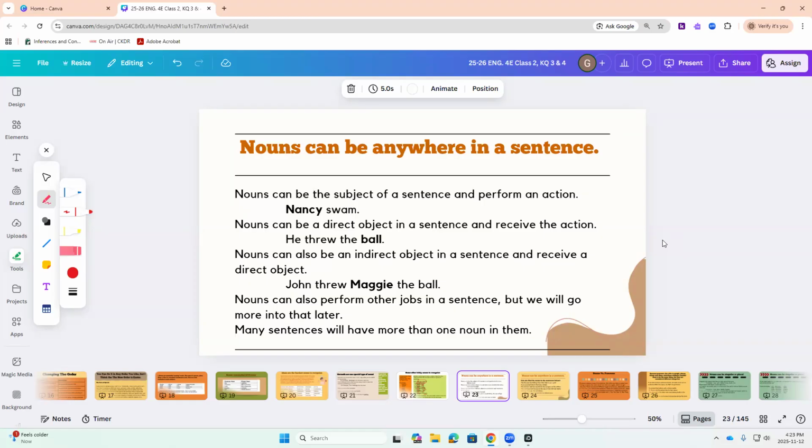Nouns can be an indirect object in a sentence and receive the direct object. If I said John threw Maggie the ball, John's a noun, Maggie's a noun, and ball is a noun. There are other jobs that nouns can perform in a sentence, but we'll talk about that. The thing to keep in mind is that many sentences have more than one noun in them. Sometimes people will find one and feel like they're done, but that's not the case, okay?